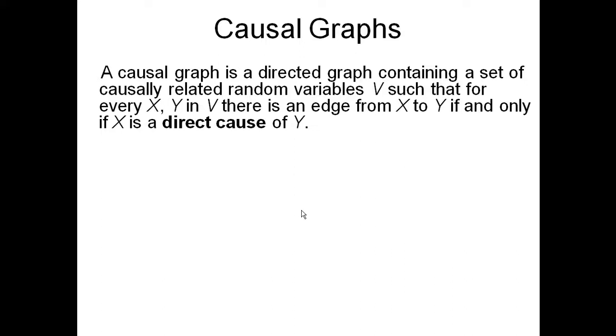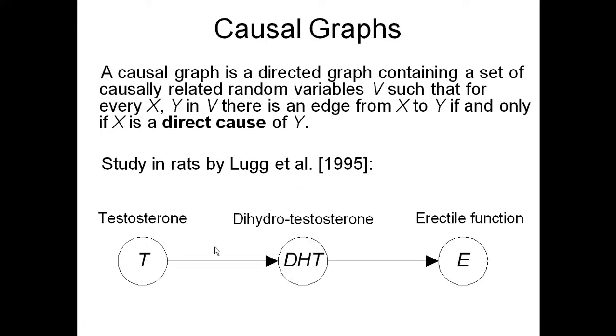All right, let's talk about what a causal graph is. A causal graph is a directed graph containing a set of causally related random variables such that there's an edge from X to Y if and only if X is a direct cause of Y. What do we mean by a direct cause? Here's a study done in rats by Lugg et al. in 1995. They didn't draw this diagram, I drew it based on the study.